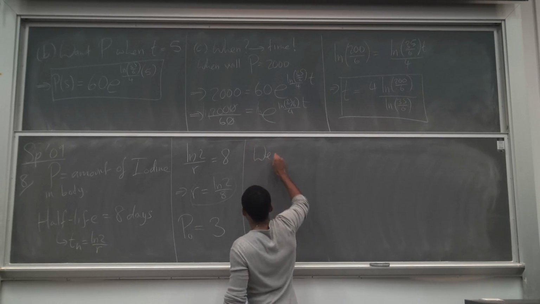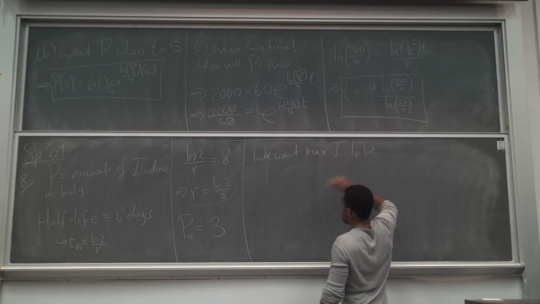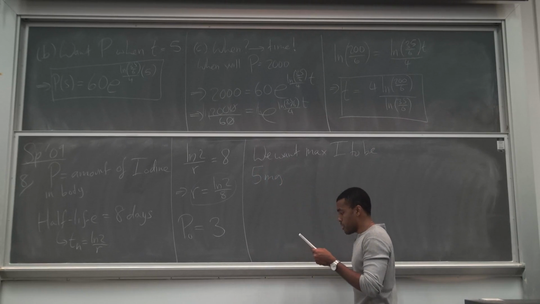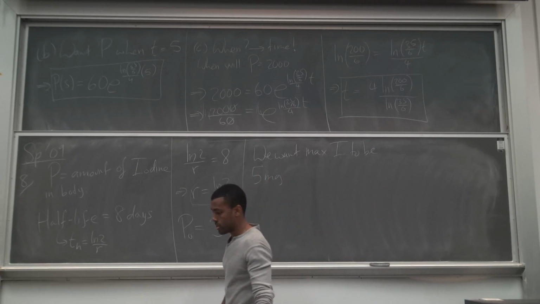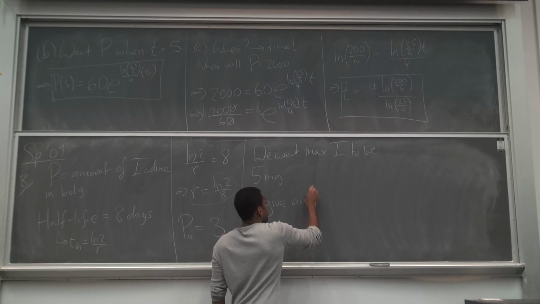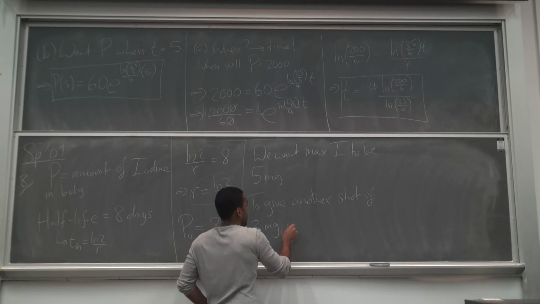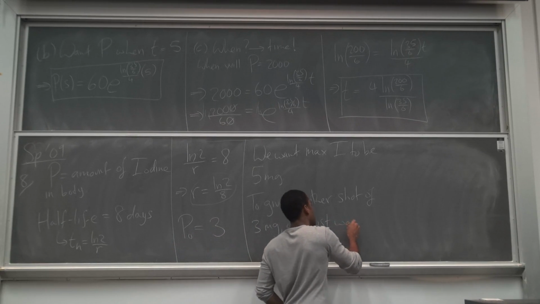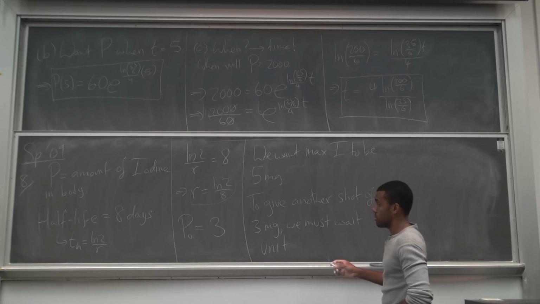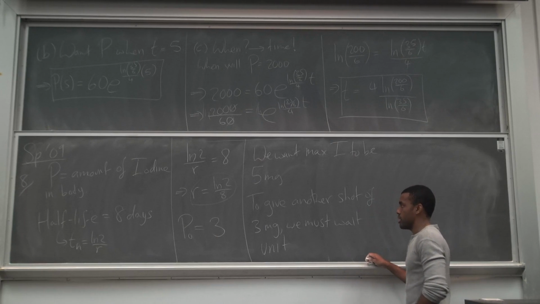Okay, so we want max I to be 5. What's the maximum amount of iodine I can give this person? 5 milligrams. Which means, how long do I have to wait before I can give them another shot of 3 milligrams? So, to give another shot of 3 milligrams, we must wait how long? Give me a condition for how long we can wait until I can inject them again.